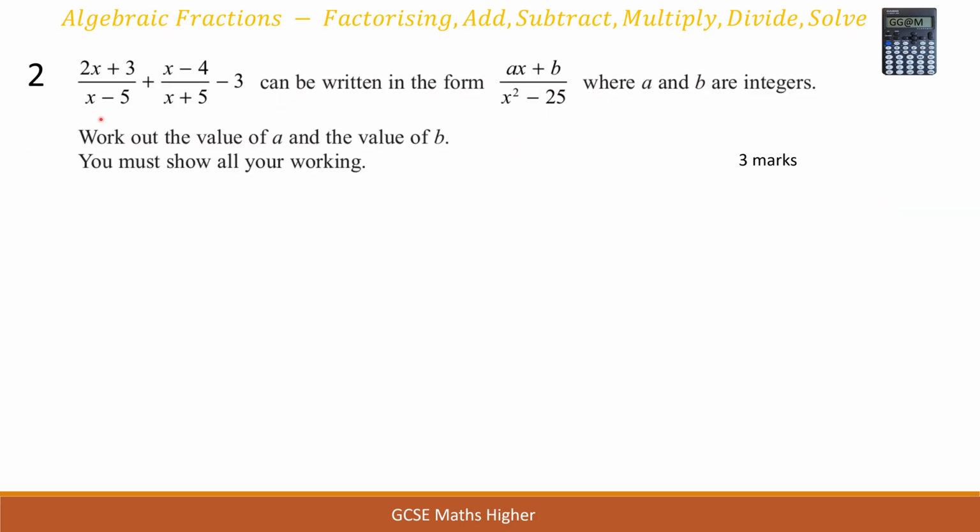In this question, we're looking at adding and subtracting algebraic fractions. You've got to show that this expression could be written in the form (ax + b) over (x squared minus 25). Again, a and b are integers, which just means whole numbers. You've got to work out the value of a and b, and you must show your working in order to get the 3 marks for the question. So it's really important you show all your working. Press pause, have a go at working out the answer, press play when you're ready to hear the answer.